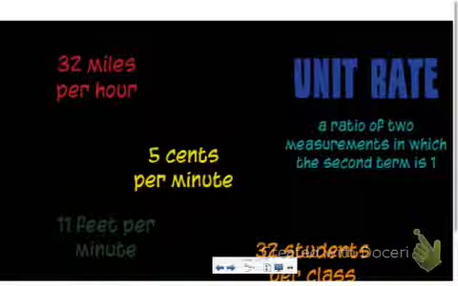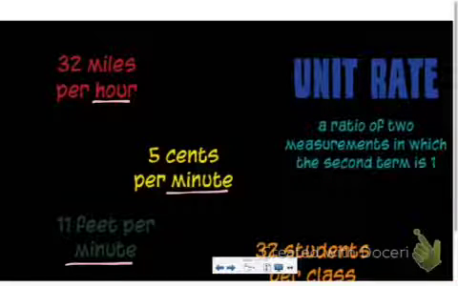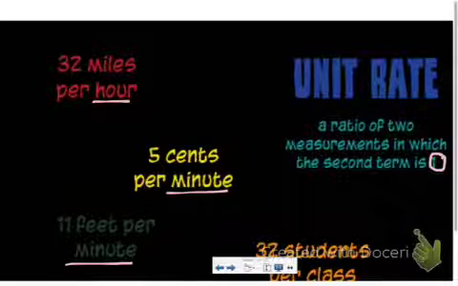So if I look at the first one here, 32 miles per hour, I'm going to have that second term at 1. So miles per 1 hour, or 5 cents per 1 minute, 11 feet per 1 minute, 32 students per 1 class. So we want to make sure with our unit rate it is getting the second term to 1. So in other words, you can think of it as a division problem.